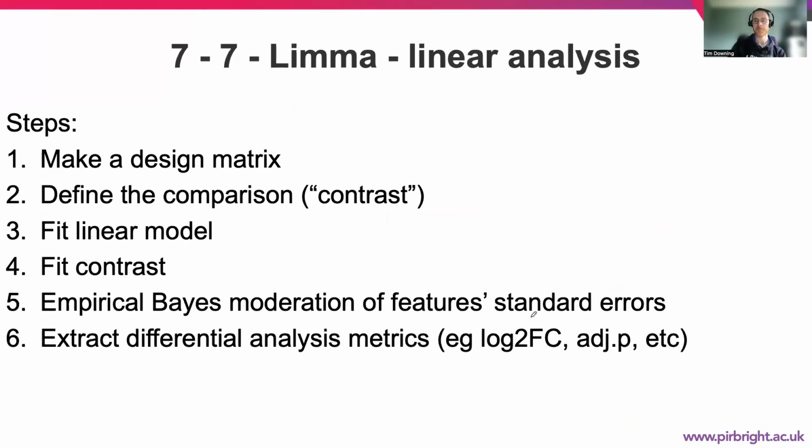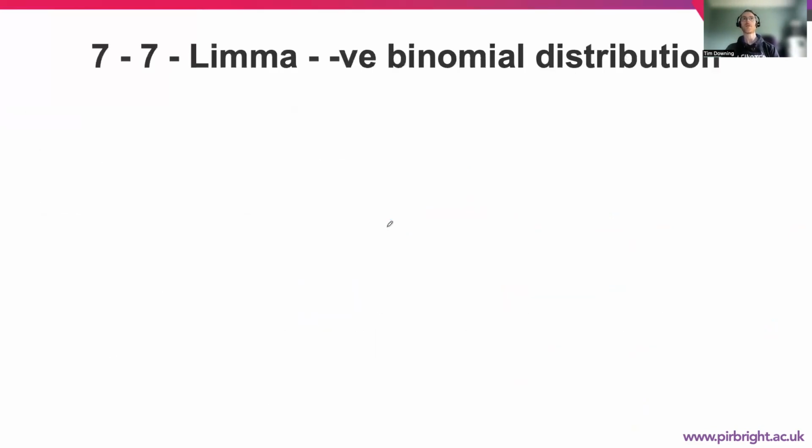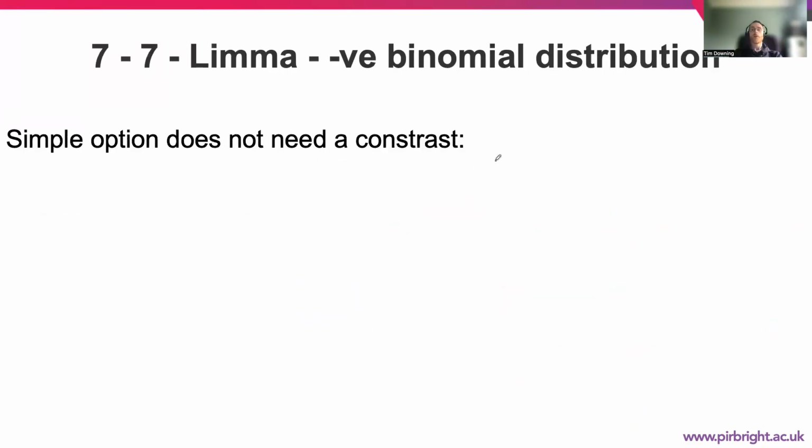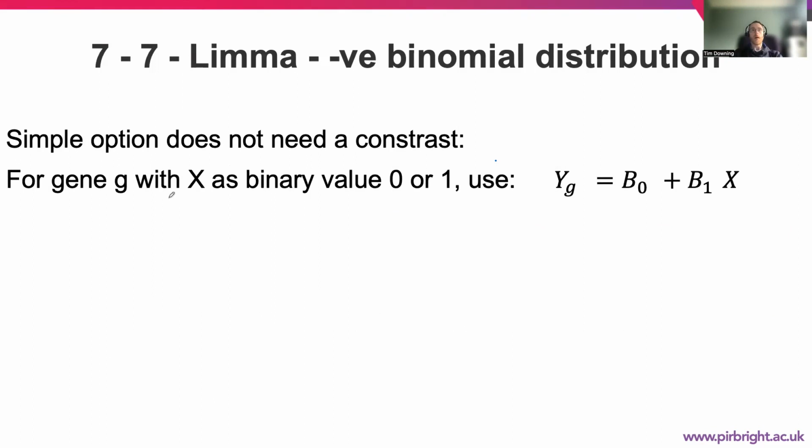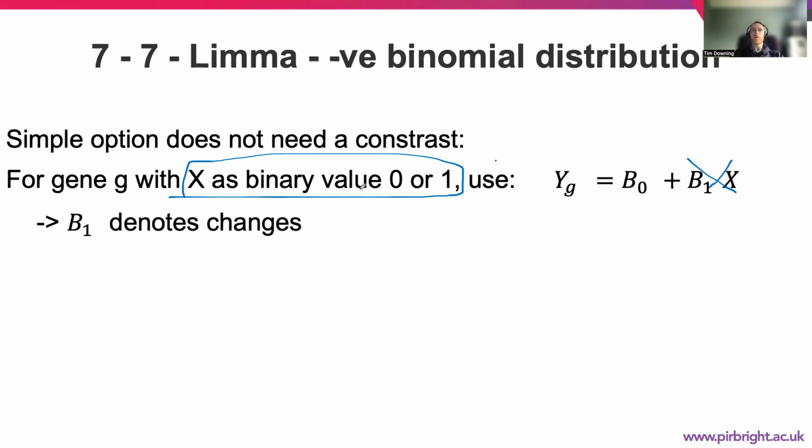In terms of this step of the design matrix and the contrast, it's worth noting that there's two kinds of models. The more simplistic one, so if you have a gene G where the x is a binary value of 0 or 1, we can simplify this as simply y_g is equal to beta 0 plus beta 1 times x. So that means either x exists or it doesn't, depending on the category. So in this case, beta 1 denotes the changes of interest.